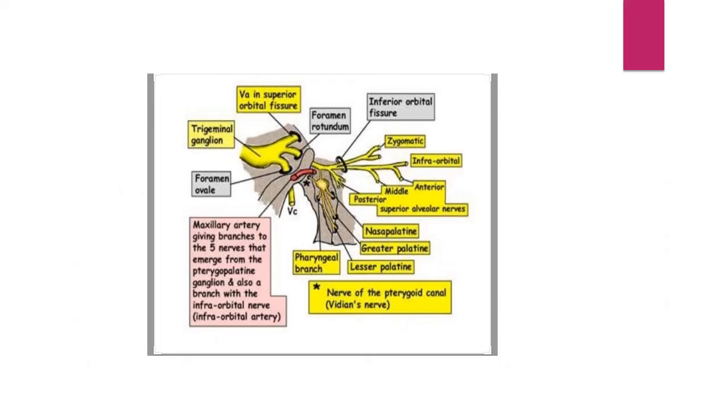In this diagram, we can see the branches of the maxillary nerve which arise within the pterygopalatine fossa. These are ganglionic branches, the posterior superior alveolar nerve, the zygomatic branch, and then the nerve itself will continue as the infraorbital nerve.